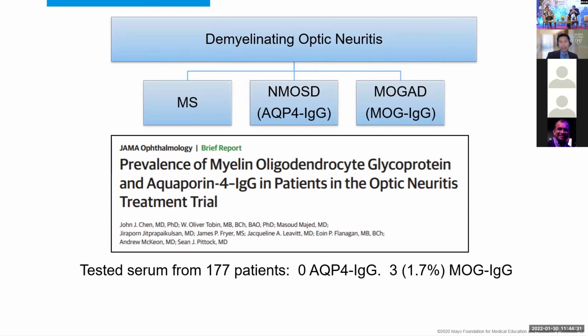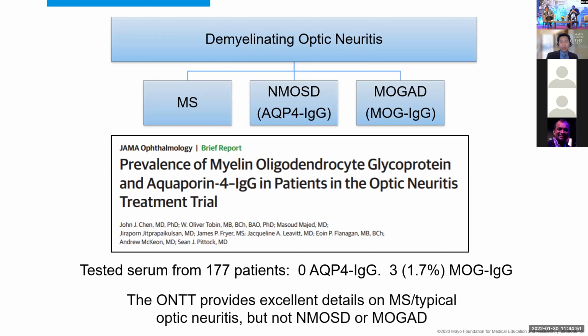We recently went and had the original serum from 177 patients from the Optic Neuritis Treatment Trial, and we checked the serum for aquaporin-4 and MOG, and zero patients were positive for the aquaporin-4 antibody, and only 1.7% of patients were positive for MOG antibodies. What that means is that the ONTT provides excellent details for multiple sclerosis and typical optic neuritis, but not for NMO and not for MOGAD. So what do we know about NMO and MOGAD optic neuritis?